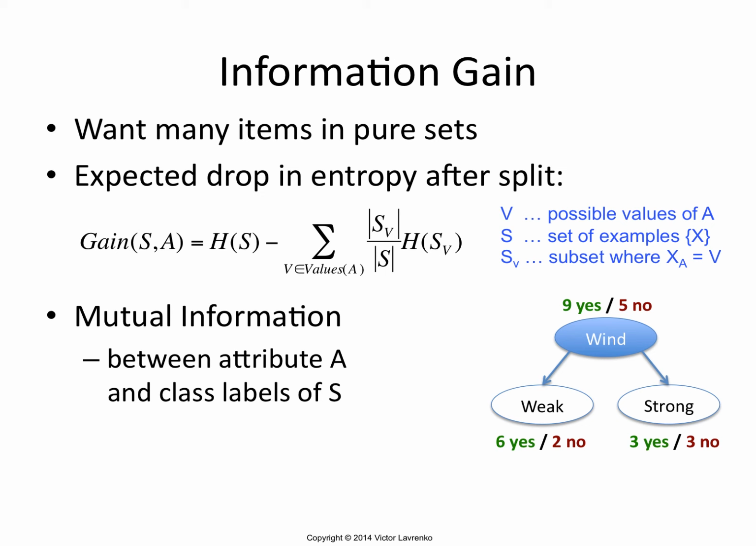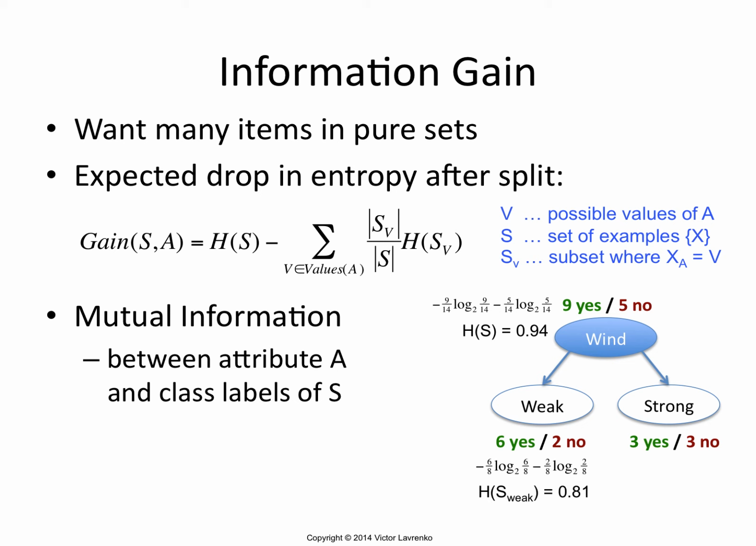We're splitting on wind. We had our initial set S with 9 positives and 5 negatives, and we split it into 2 subsets. One subset had 6 yeses and 2 no's. Another one had 3 positives and 3 negatives. So what's the gain value in this case? The entropy before the split is just minus P log P for the positives minus P log P for the negatives. So that works out to be 0.94. That's how many bits of uncertainty you have before the split. It's 0.94 bits.